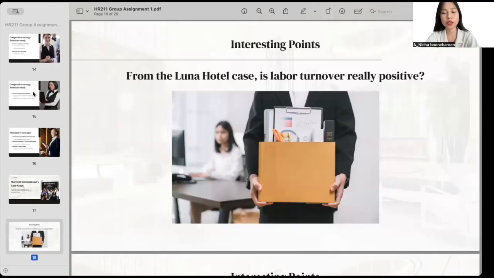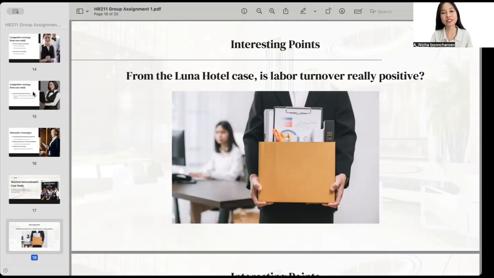Lastly, we're gonna end with the interesting points. Actually, there are a lot of interesting points I got from this case study, but in the presentation, I only have time for two. The first one is from the Luna Hotel case: is labor turnover really positive? I think we can all agree that if we had never read about this article, we would always think that labor turnover is a negative thing. Because why would you want your employees to leave the company a lot?